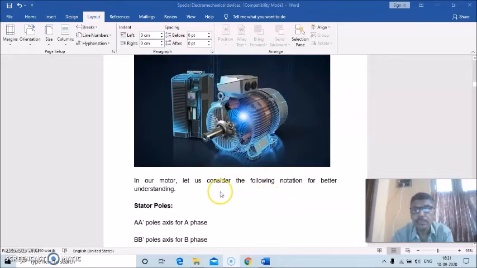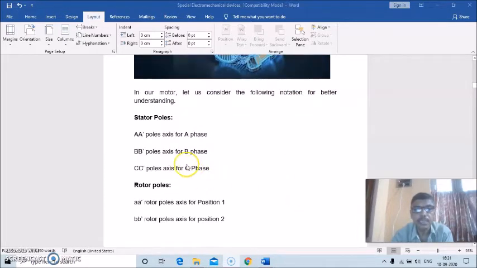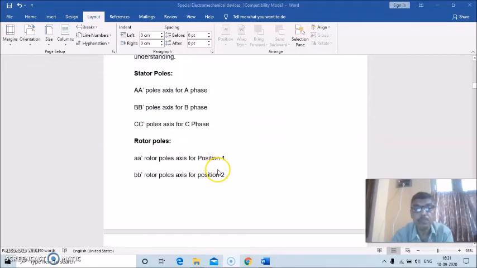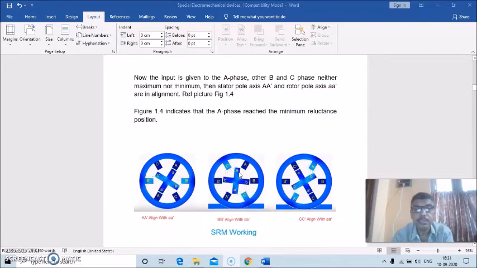So in our case, we consider the following notation for better understanding. For stator poles, AA dash poles axis for A phase, BB dash poles axis for B phase, and CC dash poles axis for C phase. And rotor poles, this is small a dash rotor poles axis for position 1, bb dash rotor poles axis for position 2, and c, this is shown here.